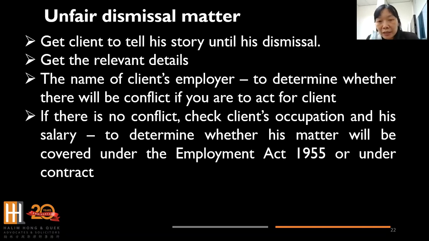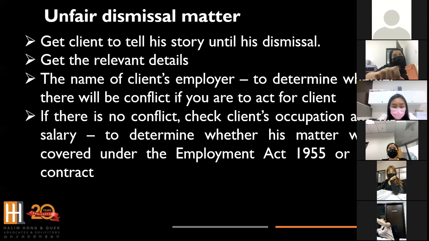If after checking there's indeed no conflict, then you check his occupation and his salary. This is important because this will determine whether his matter will be covered under the Employment Act or under contract. Do you know what criteria he will be covered under the Employment Act? Anyone here want to try? If his salary is below 2,000, or his nature of work is totally manual, then no matter what his salary, he will still be covered under the Employment Act. Otherwise, it will normally be under contract.